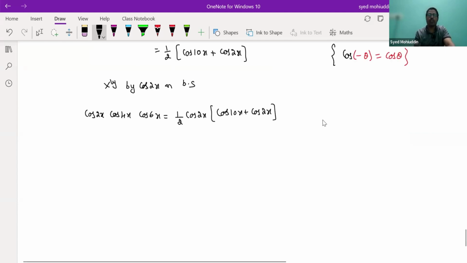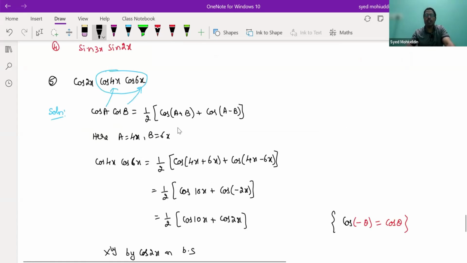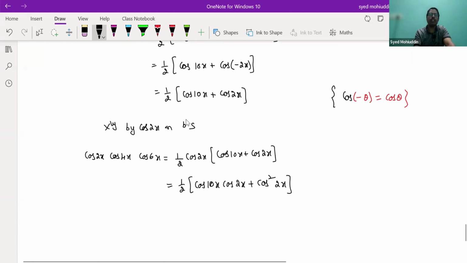If we multiply this cos 2x inside, we'll be getting half times of this cos of 10x as it is, but this cos of 10x is multiplied by cos of 2x. That is the first term. Plus the second term, cos 2x into cos 2x will give us cos square 2x. Again, we have come across the formula cos A cos B. I have already written the formula here. In this case, the values of A and B have changed. Your value of A will be 10x and your value of B will be 2x. Along with that, I have come across cos square of theta.